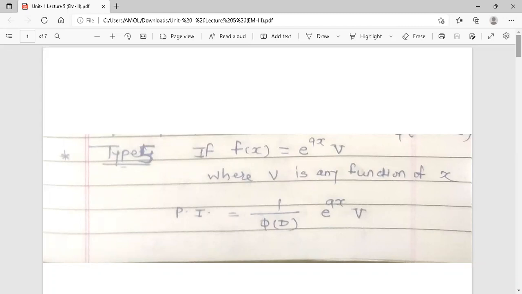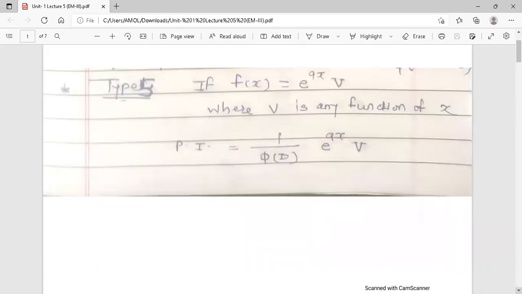The formula to find the PI is 1 upon phi of D into f of x. Here the function f of x is e raised to ax into v, so put f of x equal to e raised to ax into v. How do we find the PI for this product of two functions? You solve first for the exponential function. To do that, in phi of D, you replace the term D by D plus a. You simplify that term and then you solve for v.